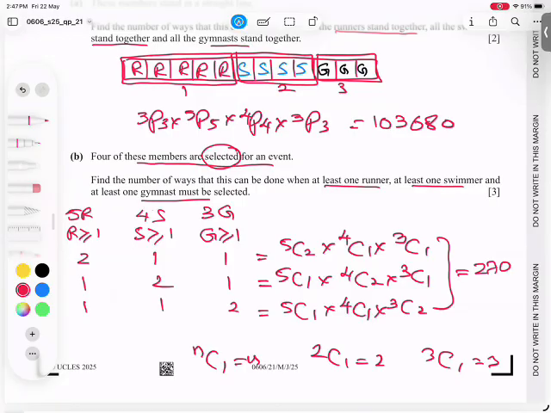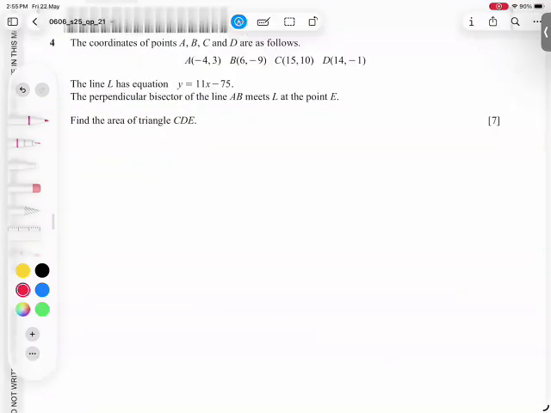I hope the concept of the question is very clear. Question number 4, students: the coordinates A, B, C, D are as mentioned, and line L is this. The perpendicular bisector of line AB meets line L at E.